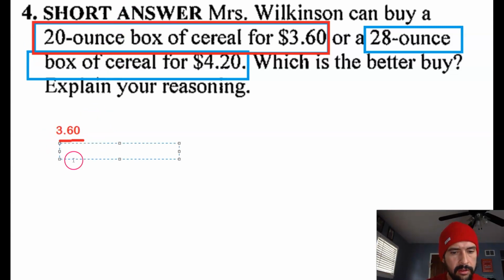So I have $3.60 over 20 ounces, right? For this first one. So what I'm going to do is make my unit rate 1. I want it to equal 1 ounce because we want to figure out our unit rate of ounces. So what am I going to do? I'm going to take 20 divided by 20, right?